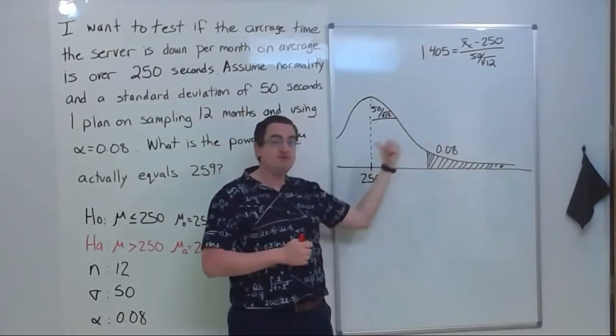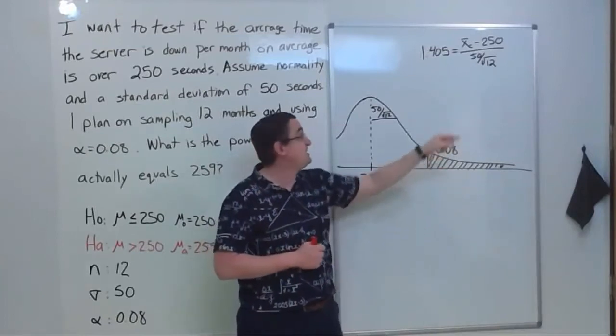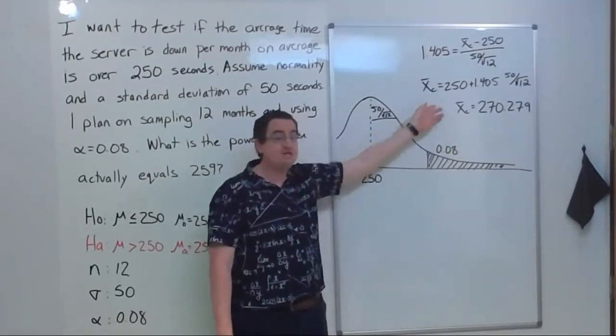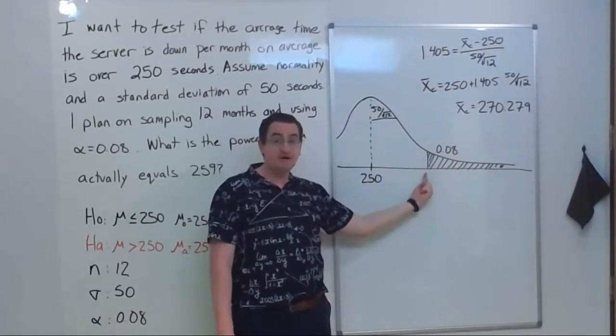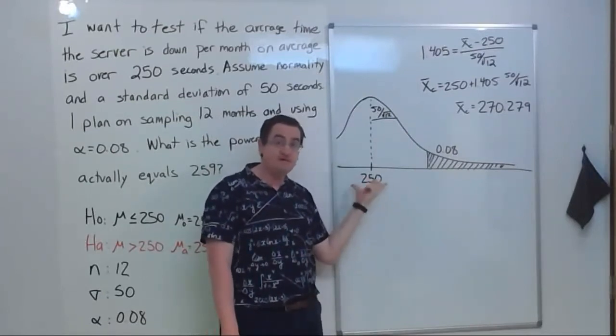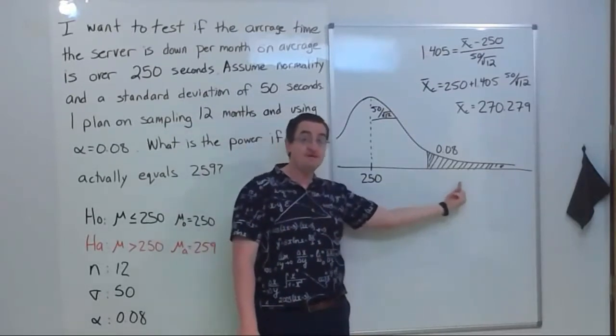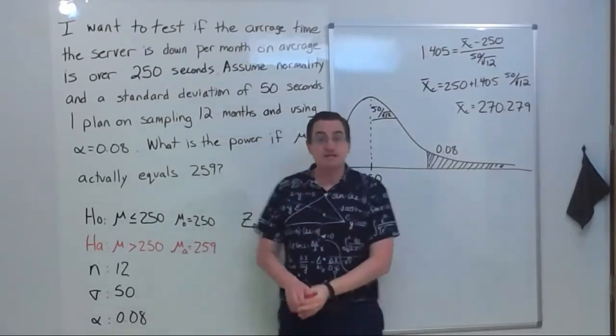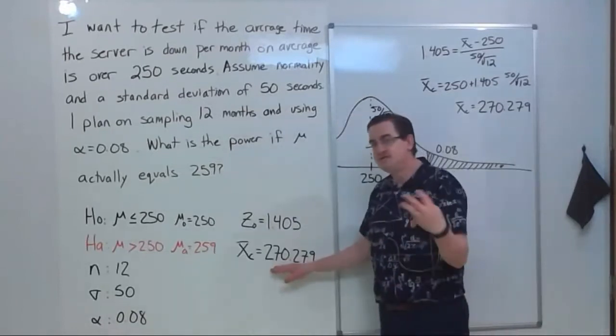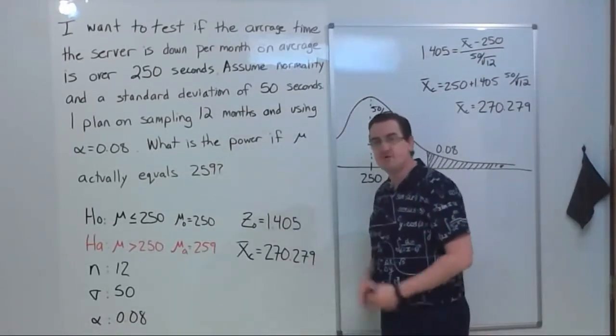Where's the line between fail to reject and reject? Solving for that gives me 270. So if I get an x-bar that's less than 270, it'll be here in the null's range, and I'll say fail to reject. If I get an x-bar above 270, I'm going to say reject. Let's store that number, partly just because it makes us feel good to see that we're making progress.